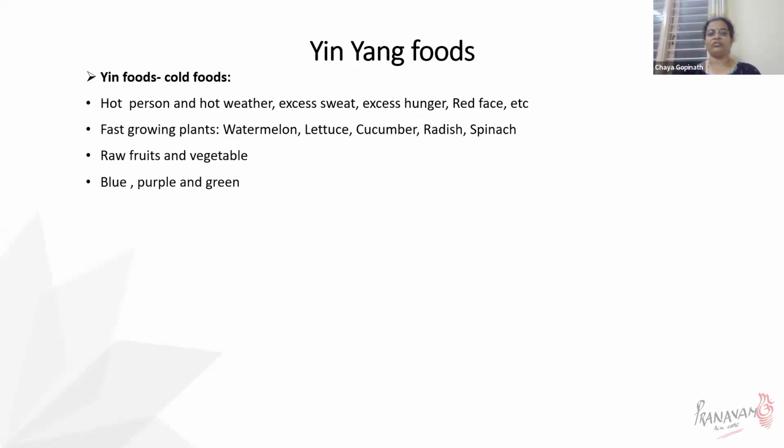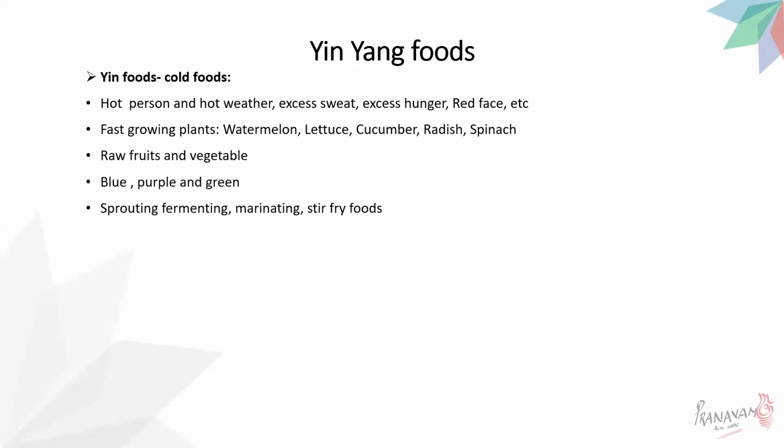Foods that are blue in color, purple in color, and green in color are generally considered to be yin foods or cooling foods. Sprouts, anything that is sprouting is cooling. Fermenting foods, marinating foods, stir fried foods, all these foods are yin foods or cold foods. Remember those pulses and other seeds that you eat directly, if they're not sprouting, they will give rise to yang in your body. But once they're sprouted, they give you yin properties. They're very good in treating excess yang related features.